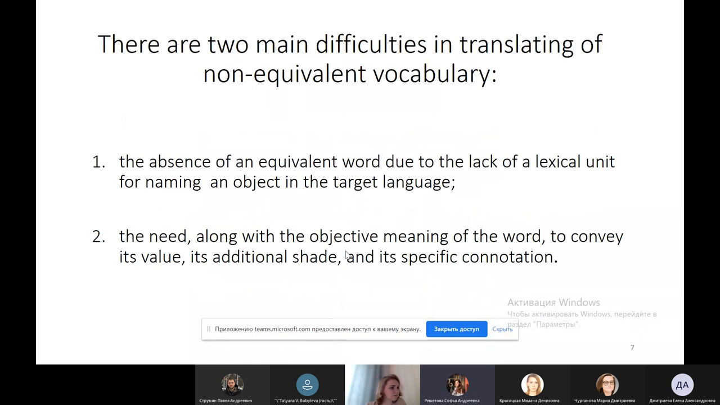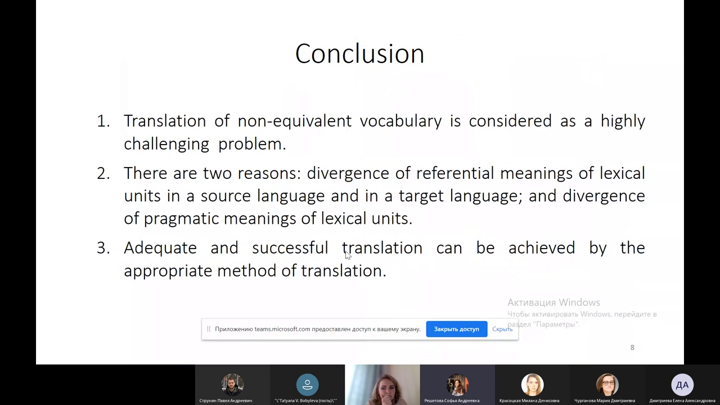And of course, there are a lot of difficulties in translating non-equivalent vocabulary, but I would like to share with you two main difficulties. First of all, of course, the absence of an equivalent word due to the lack of a lexical unit of an object in the target language. The second one is the need, along with the objective meaning of a word, to give its additional shade and its specific connotation. So, translation of non-equivalent vocabulary is considered a challenging task due to the lack of one-to-one equivalence between the words in the two different languages.